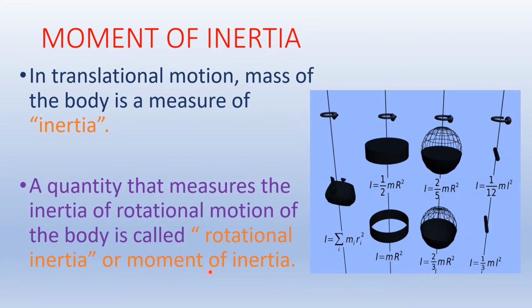In this GIF, we see that all the objects are rotating about an axis passing through their center. The opposition to this motion about the axis passing through the center is called the moment of inertia.